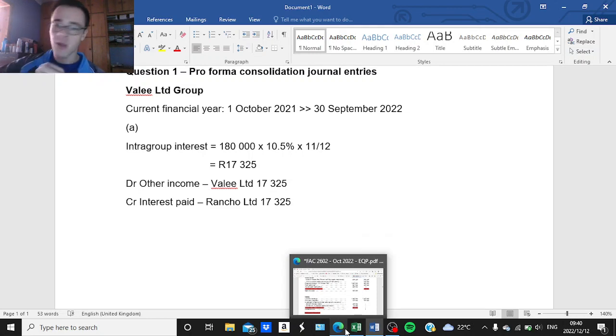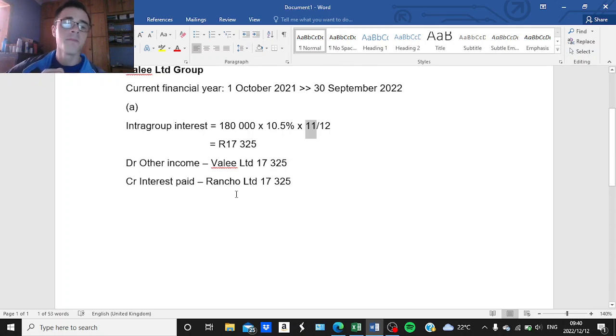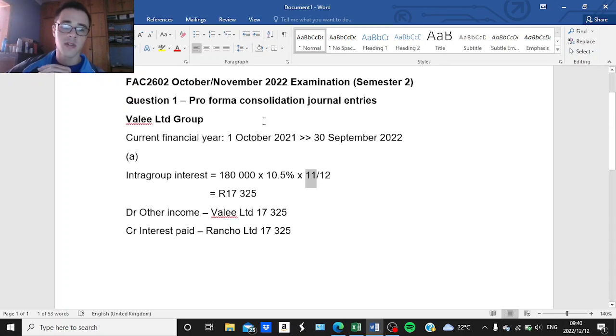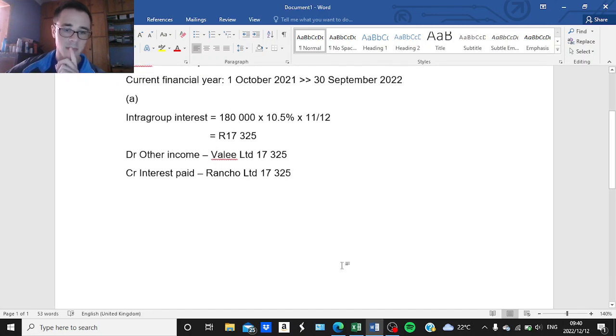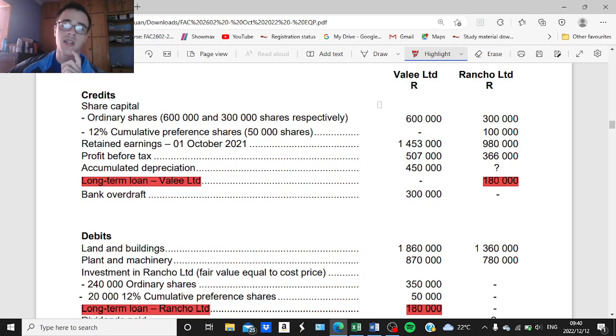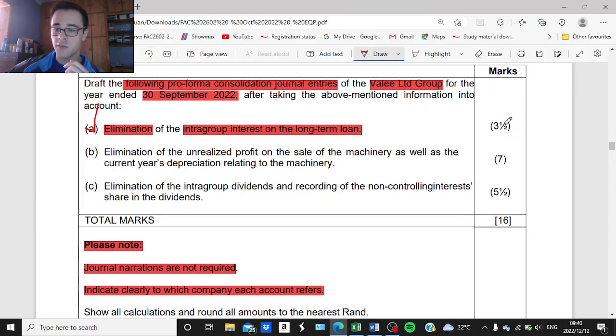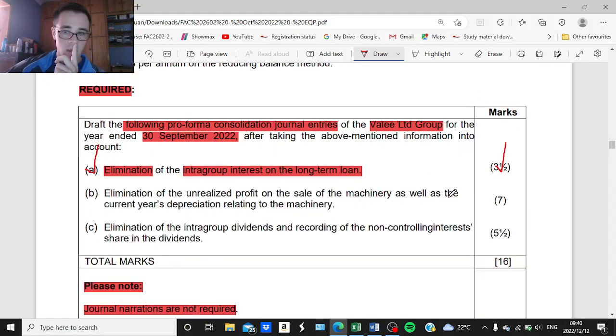Alright, this one was not too difficult. You just had to calculate the intergroup interest, taking 11 months into consideration, not the full year, because once again the loan was not concluded on the 1st of October, it was concluded on the 1st of November 2021. And the interest has been recorded by both companies. So therefore, it is included in the profit before tax amount of Value Limited as well as the profit before tax amount for Rancho Limited. Okay, so we are done with number A, 3.5 marks there. Let's look at number B.